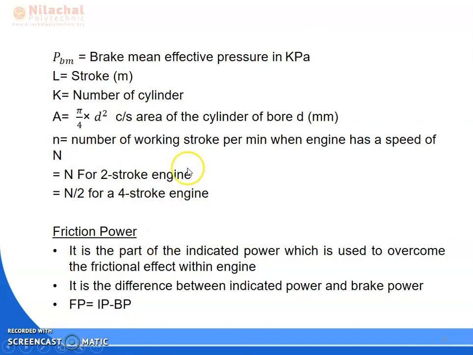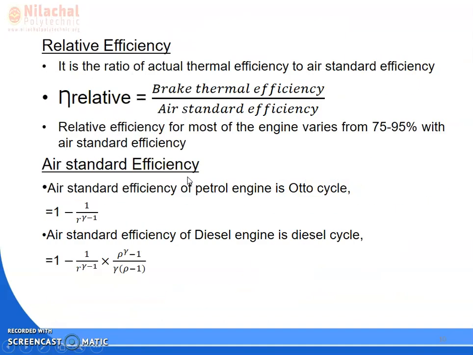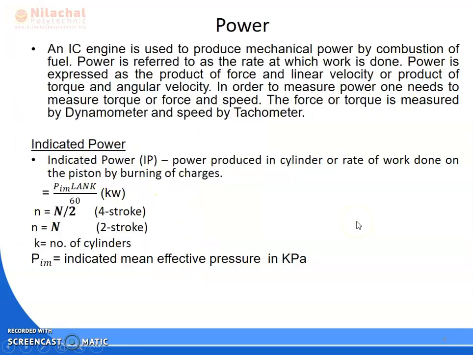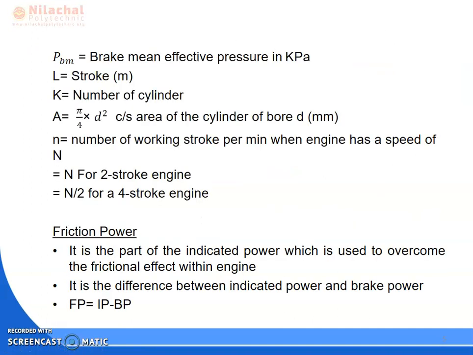As I told in the flow diagram, when you get the indicated power, some of the power will be lost by friction, and the power that we get is known as the ultimate power, that is your brake power. Here you get the gross power, here you are getting the useful power. So how can I say what friction power is? What is indicated power? Indicated power is equal to brake power plus friction power. So what is friction power? Indicated power minus brake power, that is known as the friction power.